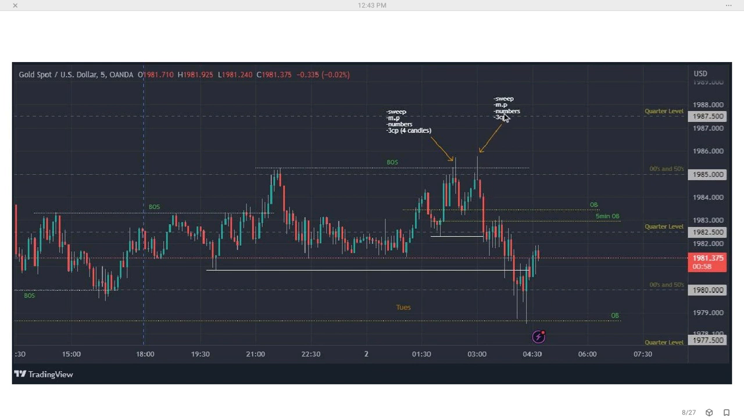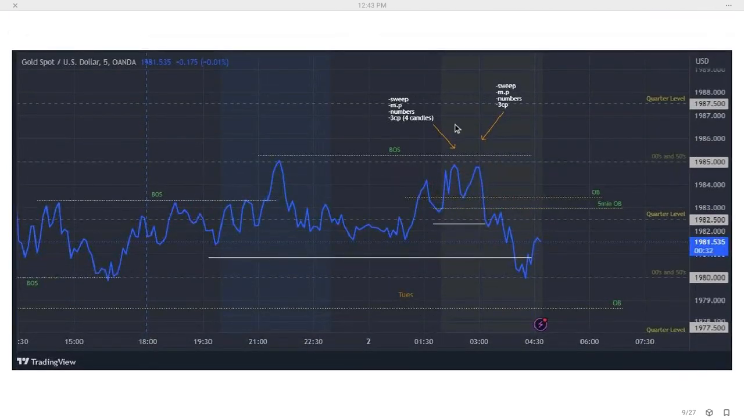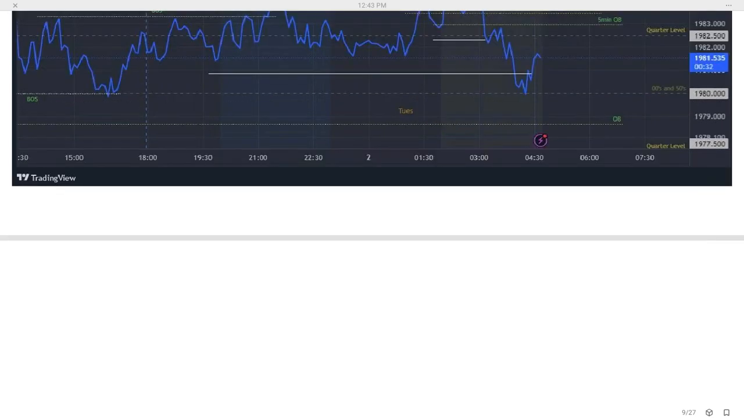On the second leg, we do have a sweep and then an M pattern. The price is rejecting this price level and a 3CP, 3 candle pattern made of 3 candles. So in this case, I needed 6 confirmations and I have 8, which is more than enough. I entered the trade here, took some partials around this area and let the trade run to take profit. This is what it looks like on the line chart.